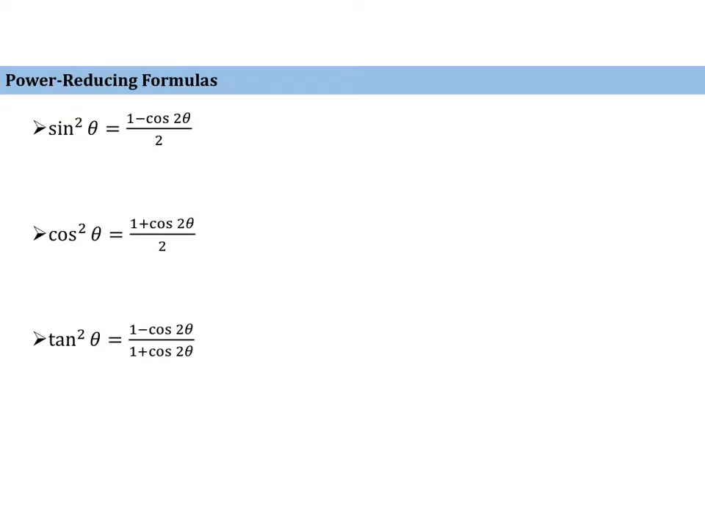This now yields for us three identities: the power reducing formula for sine squared of theta, the power reducing formula for cosine squared of theta, and now how do we obtain the power reducing formula for tangent squared of theta? We take the quotient of the previous two. So we should memorize these three.